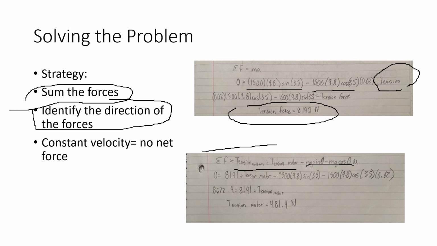So now we have 0 again because there's no net acceleration, and we can sum the forces here. And then here we solve for the value of the tension from the motor this time. Doing a little bit of algebra, we get the value of 481.4 newtons.